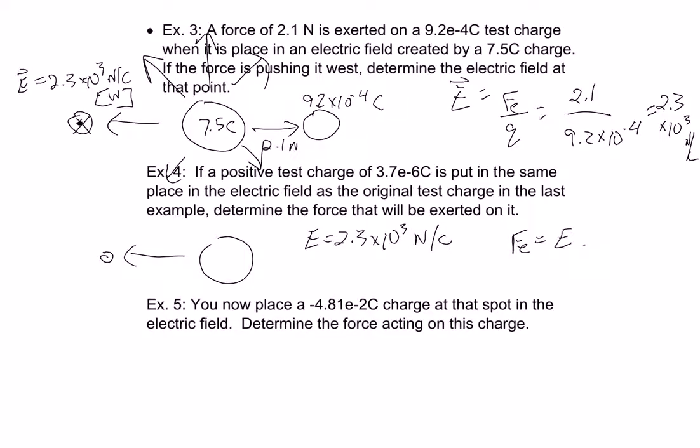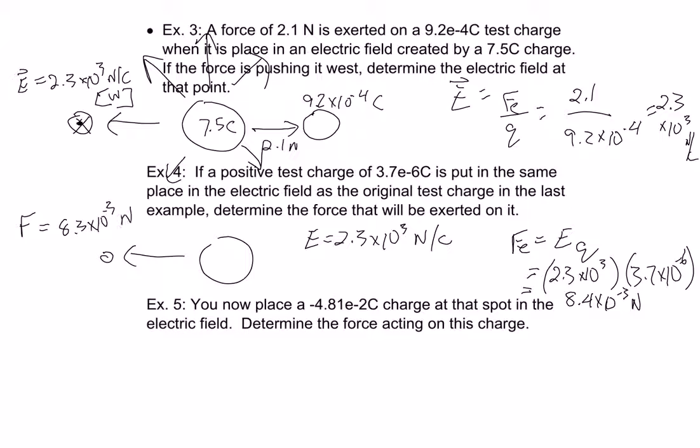So we'd have electric field times charge. So we take that answer, the 2.3 to the 3, and times it by our new charge of 3.7 to the negative 6. And that will give us 8.4 to the negative 3 newtons. So same thing, our force, because it's a vector, would be that answer, 8.4 to the -3 newtons, but now it's also going west because our force is outwards. So that's it with direction. Just be careful where it's located to determine which way it's going.